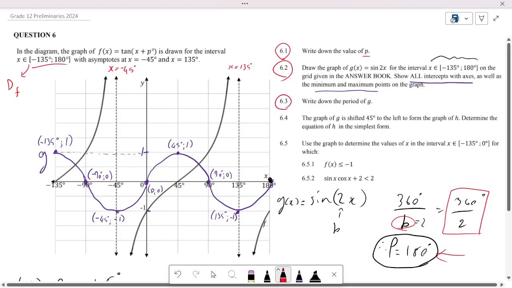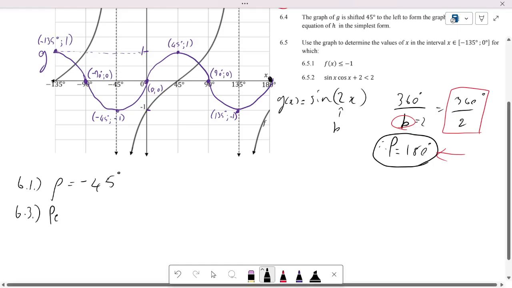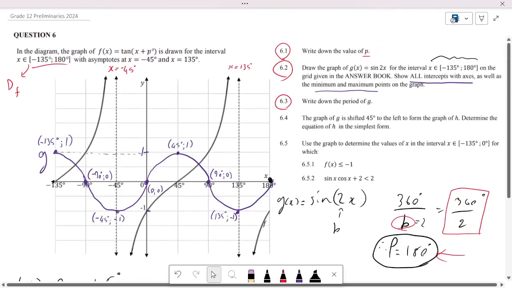So therefore, the answer for 6.3 is that the period of g, and you must say the period in full, is equal to 180 degrees. Okay, let's move to the next question.